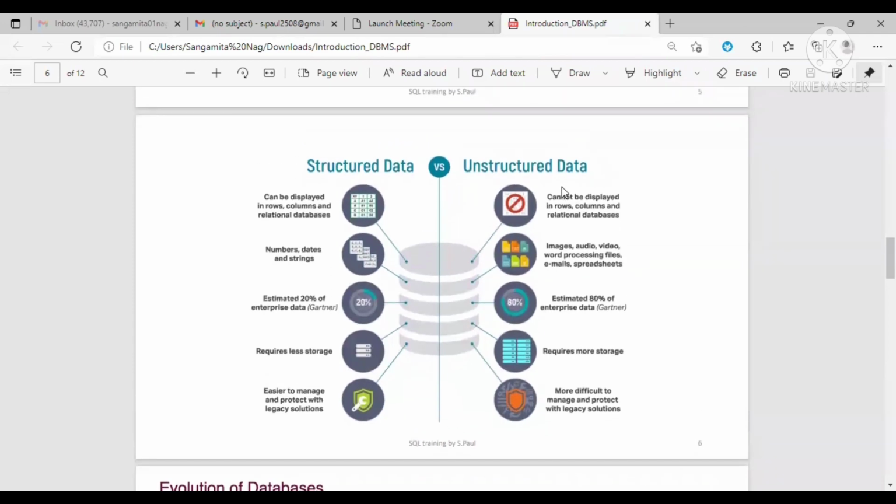Any questions on the types of data that we discussed now? You are all clear on structured, unstructured, and semi-structured data? Yes.